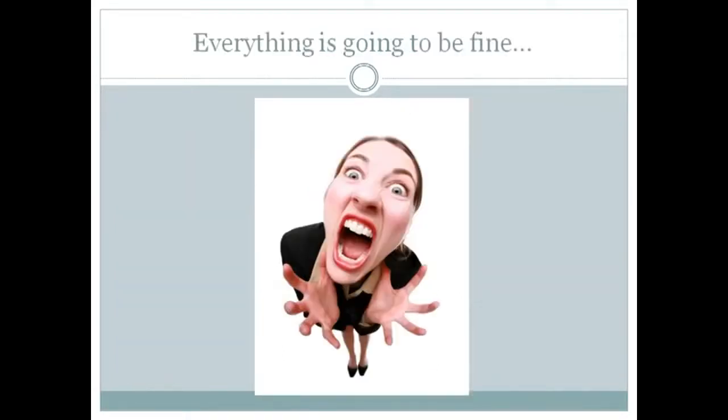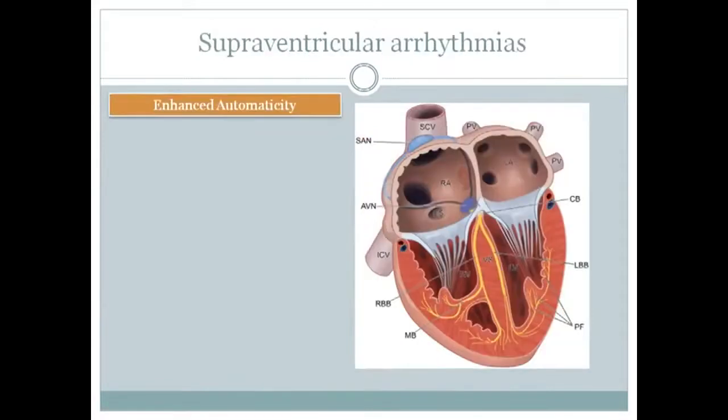Okay, that's it. Now we're going to start talking about clinical stuff and things that we need to know. But these concepts are important. I want you guys to understand. So let's talk about supraventricular arrhythmias. Narrow complex tachycardias. Let's classify them by the mechanisms that we just discussed.